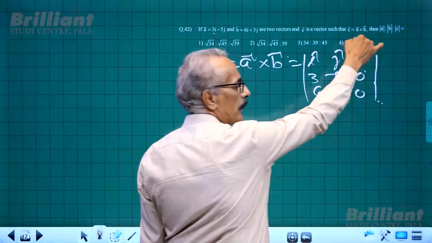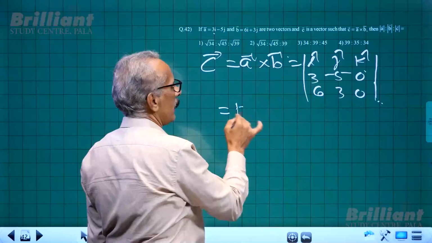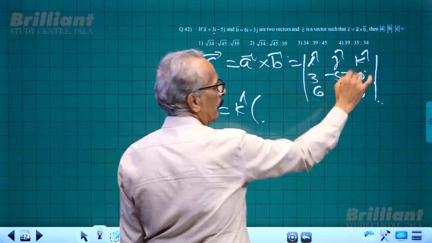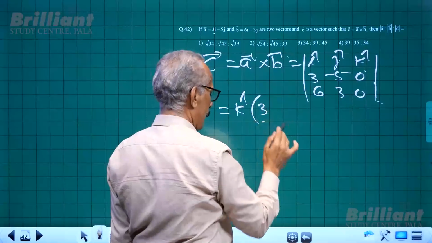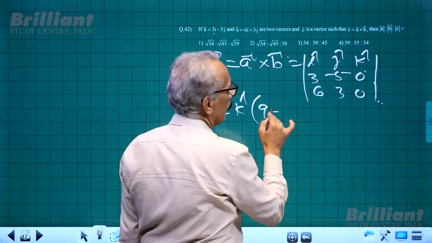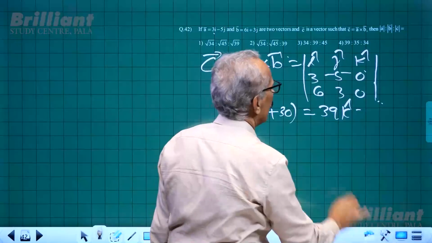Expand through the third column. So what do you get there? This is k into, leaving this, 9 plus 30. So this is equal to 39k.